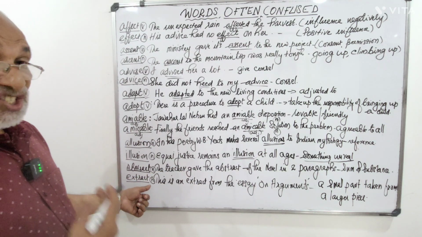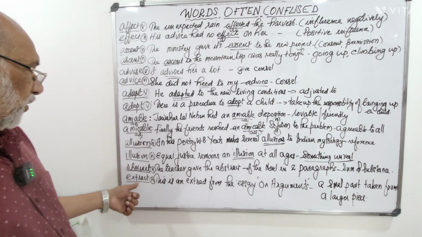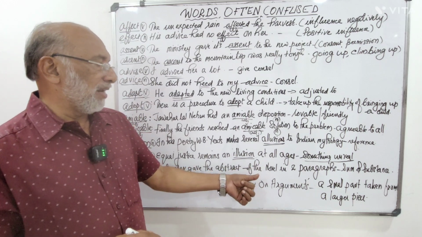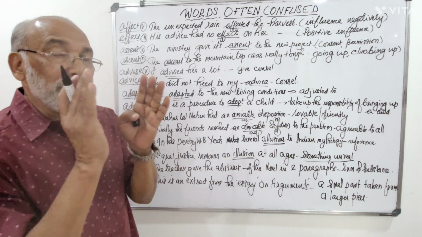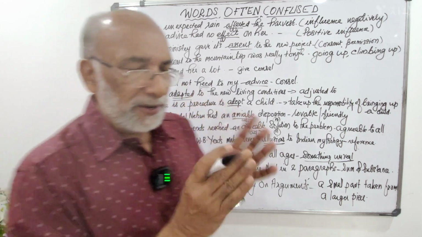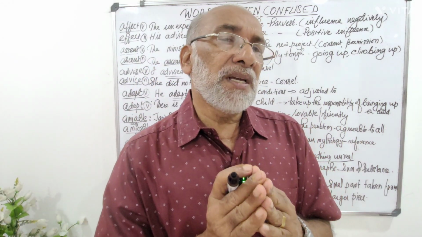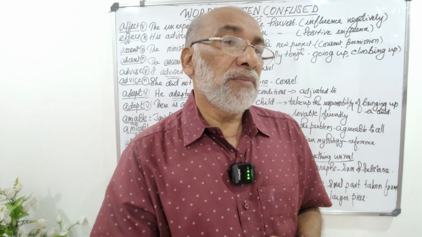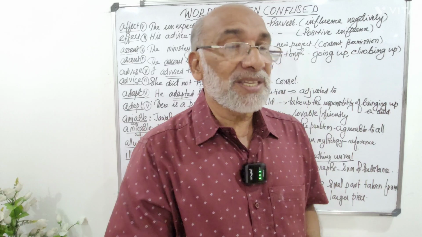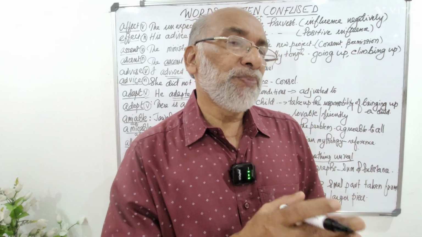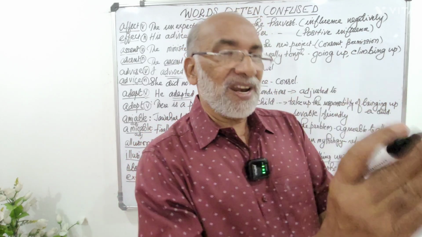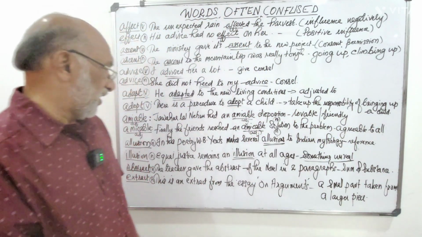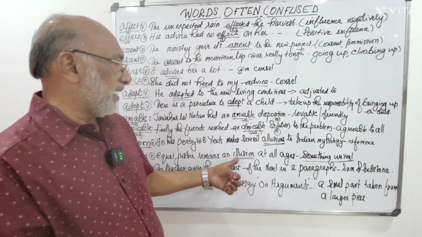Abstract and extract. This is the last pair in the group. Abstract: the teacher gave the abstract of the novel in two paragraphs. That means the sum and substance of it. Usually when postgraduate students go through a novel, they don't read the entire novel because they may have to go through many books. So they refer to the sum and substance, the abstract of the novel, so that they can very easily cover up their portions.